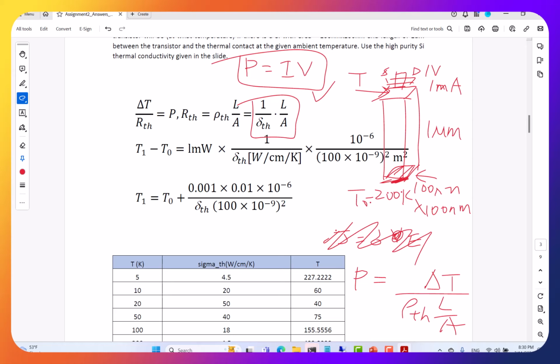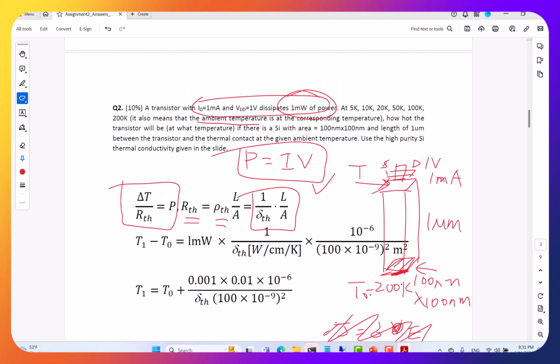Do you get it? Maybe I wrote something wrong, but anyway, let's look at this. Delta T divided by the thermal resistance equals the power. And what is the thermal resistance? It's the thermal resistivity times L divided by A. And the thermal resistance is 1 over the thermal conductivity. Then just plug into the equation. Go home and try again. Make sure that you understand.